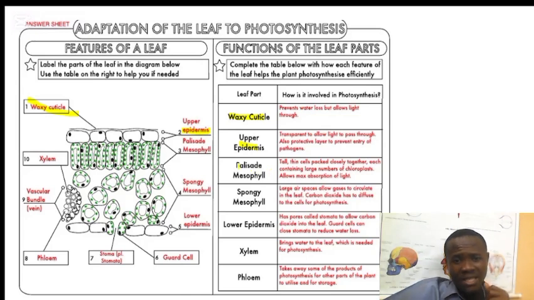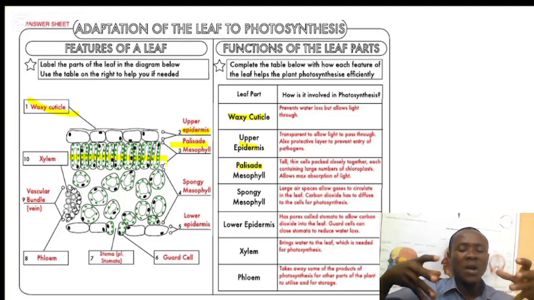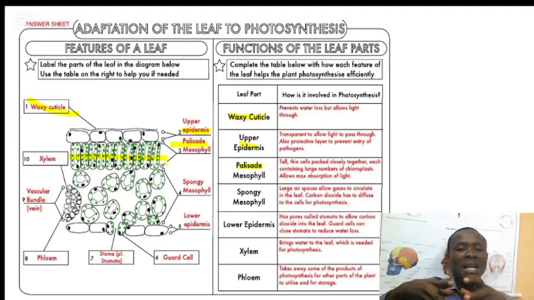And next we have the palisade mesophyll. These cells are closely packed together and they have a high amount of chlorophyll molecules in order to absorb the light energy. They don't want this light energy to pass through without being absorbed or without making use of it. That's why they are closely packed together and they have a lot of chlorophyll molecules to absorb the light energy. And we have the spongy mesophyll just below the palisade mesophyll.